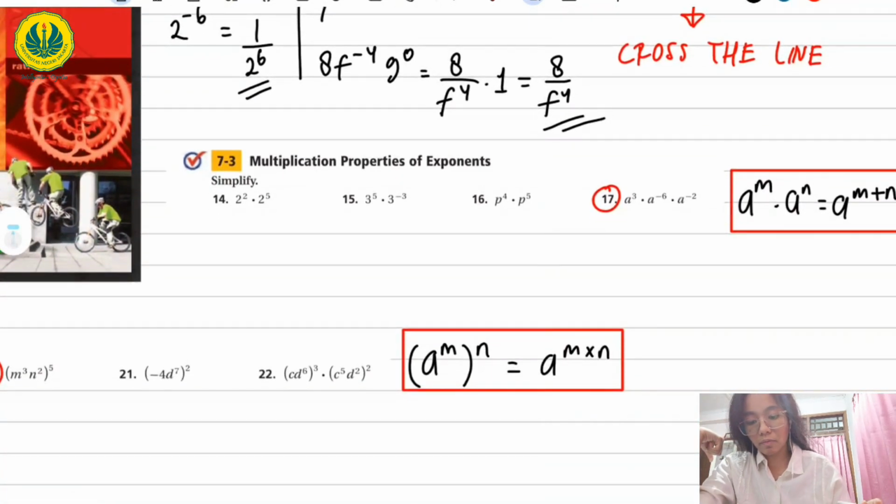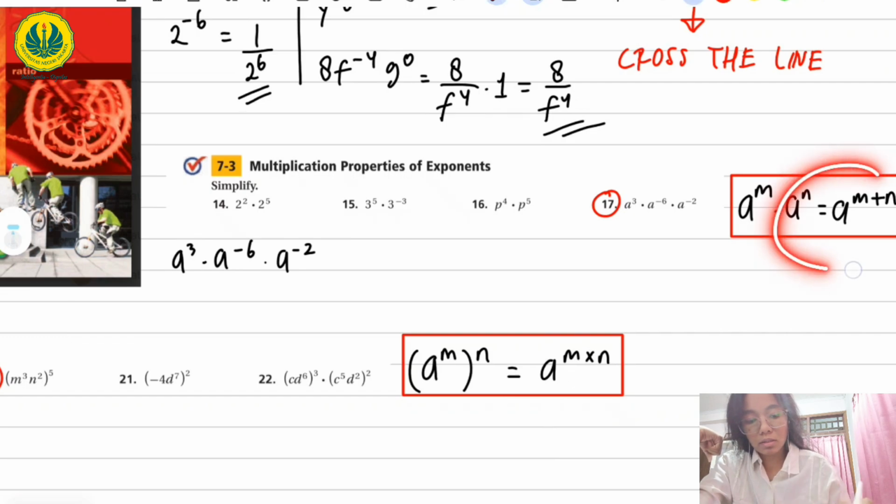Okay, for the next one, we have question number 17. It's about multiplication properties of exponents. We have a to the power of 3, a to the power of minus 6, a to the power of minus 2. I already wrote it like this. When we have a to the power of m multiplied by a to the power of n, it equals a to the power of m plus n. So we just add the powers.